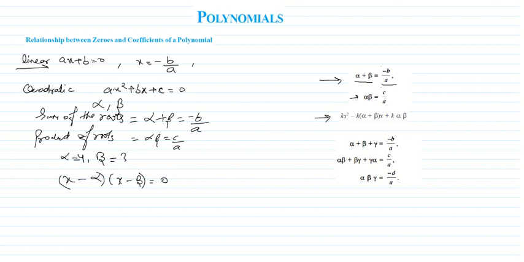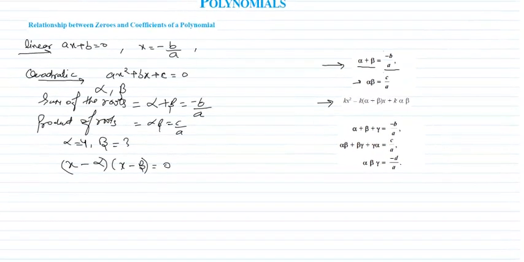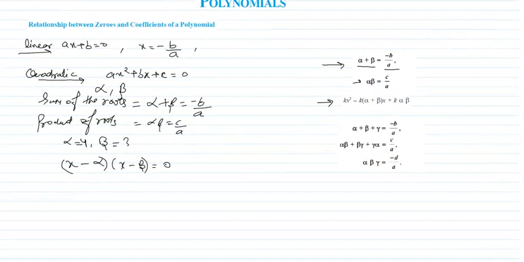And next, move on to the cubic polynomial. For a cubic polynomial, the standard equation as we know is ax cube plus bx square plus cx plus d. In case of a cubic polynomial, it will have 3 roots because the highest power of x is 3 here. So it will have 3 roots, alpha, beta, and gamma.